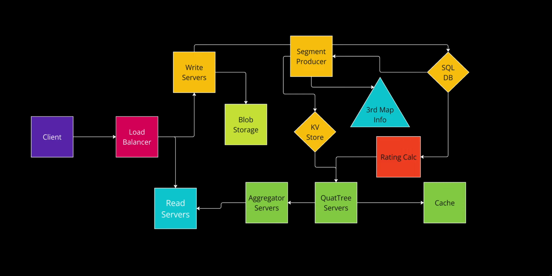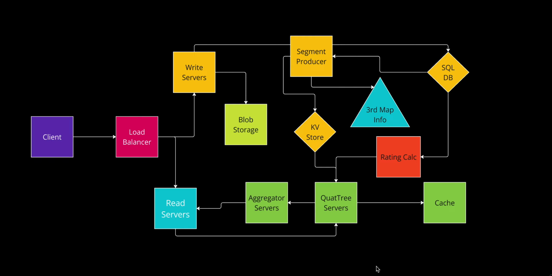Also, if we want to talk about how Yelp will work when searching for nearby places, the load balancer will route the search to the read servers. The read servers will query the QuadTree servers to find places in the user specified radius. The QuadTree servers send the results to the aggregators, which refine the list and return it to the user.